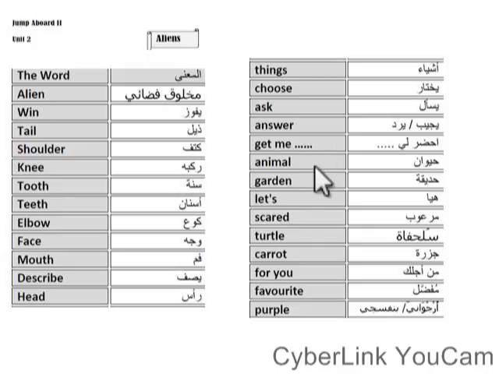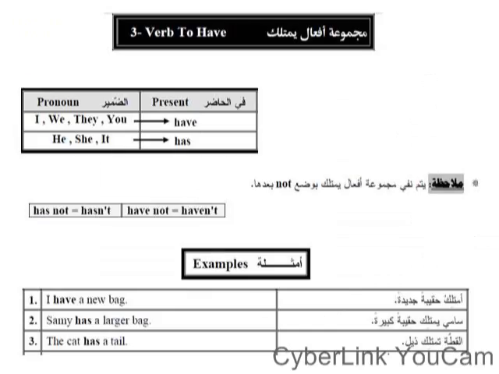Animal. Garden. Let's. Scared. Turtle. Carrot. For you. Favorite. Purple. Okay, let's move to another part, the grammar part.